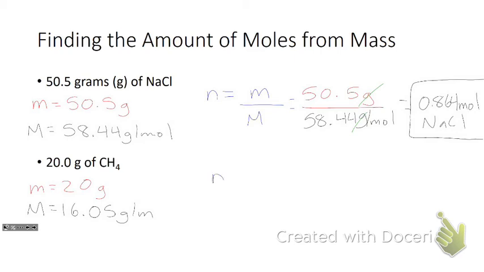So to find the number of moles, we're just going to divide our little m by our big M. So n is equal to 20 grams divided by 16.05 grams per mole. And we will get 1.25 moles of methane.